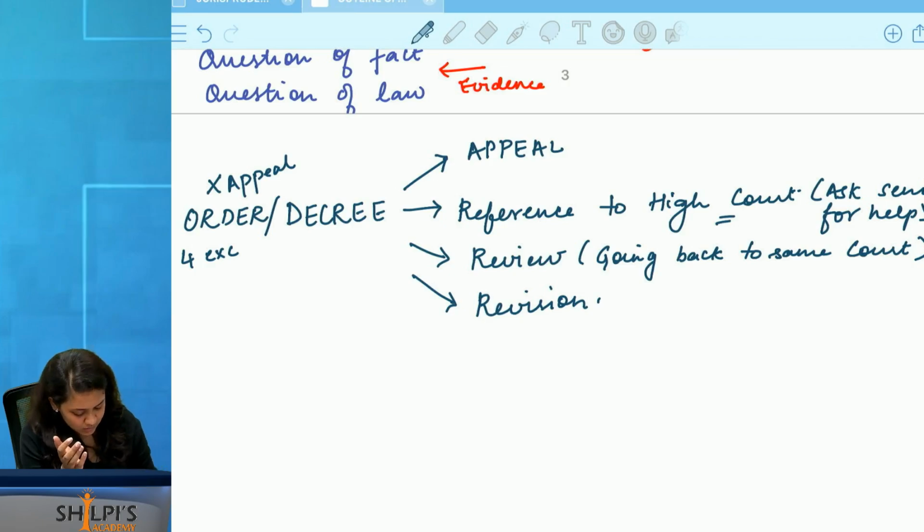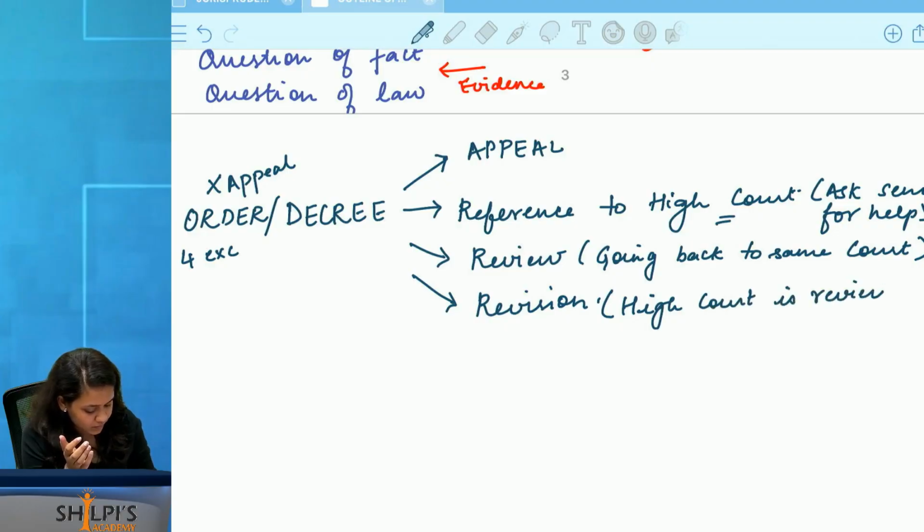Revision is the High Court reviewing a matter.